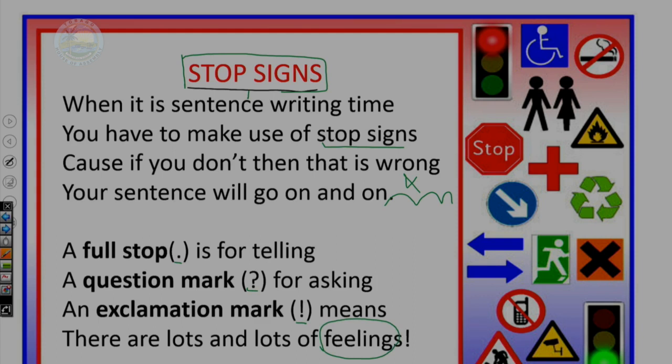We are going to go after 4. When it is sentence writing time, you have to make use of stop signs. Because if you don't, then that is wrong. Your sentence will go on and on. A full stop is for telling. A question mark for asking. An exclamation mark means there are lots and lots of feelings. Beautiful.